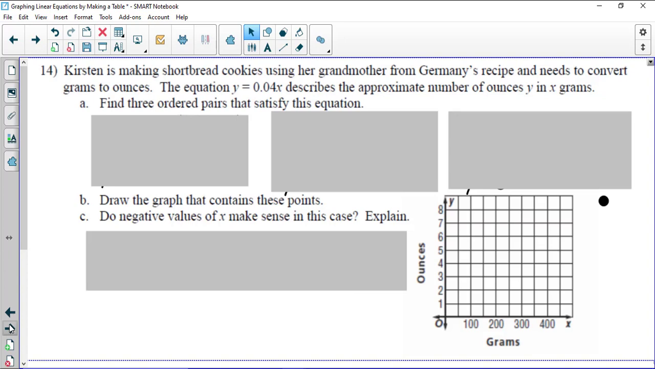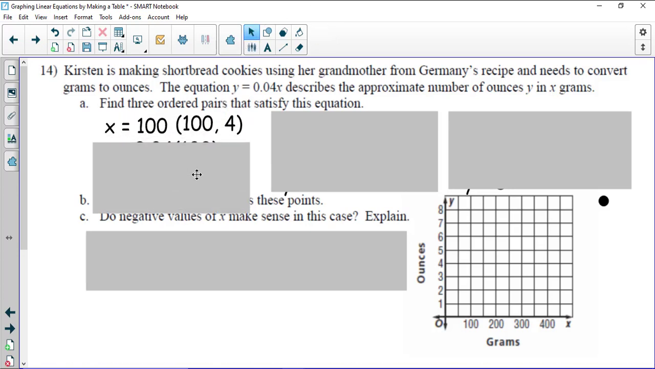Let's go ahead and take a look at number 14. Kirsten is making shortbread cookies using her grandmother from Germany's recipe and needs to convert grams to ounces. The equation y equals 0.04x describes the approximate number of ounces y in x grams. So we need to find 3 ordered pairs that satisfy this equation. I actually used x equals 100.